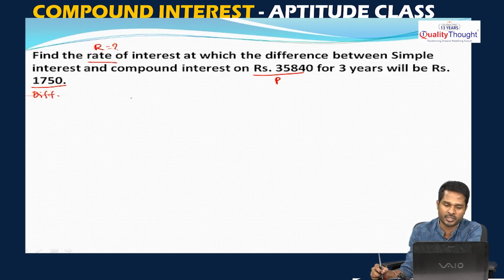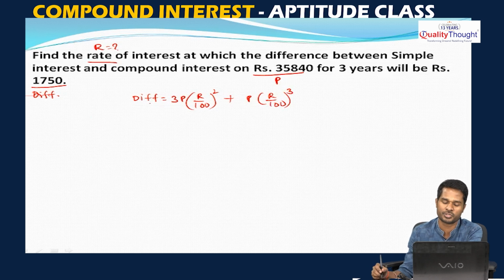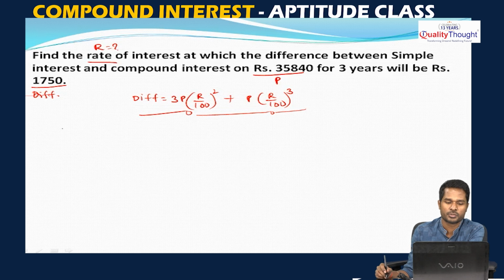See, we know this, we can use the formula. I will write the formula. The difference is 3P into (R by 100) whole square plus P into (R by 100) whole cube. We can use this formula to solve the question to find the rate of interest, but we are not using the formula here. I will use a method here to solve this question.